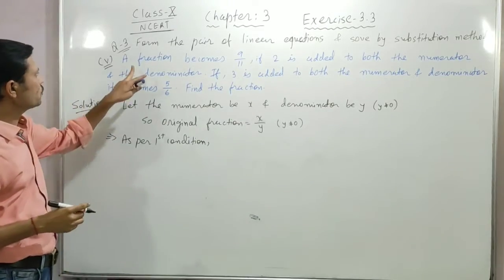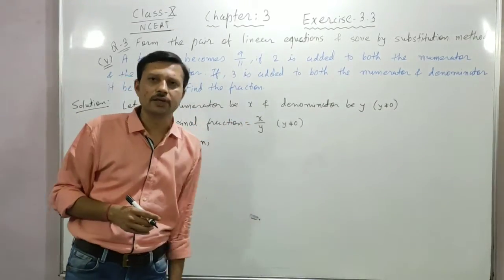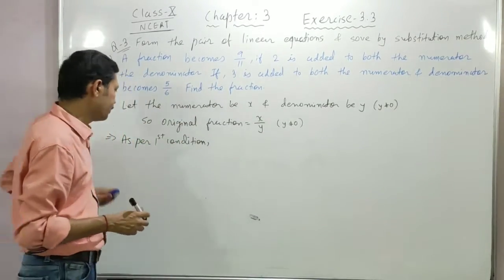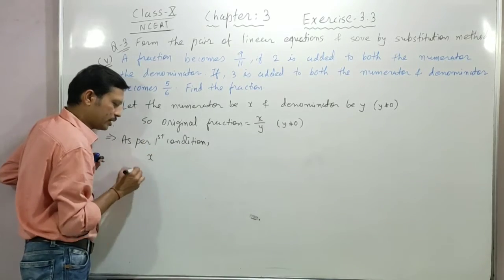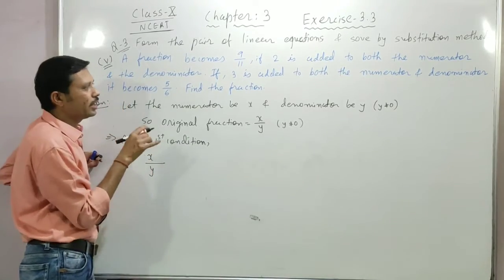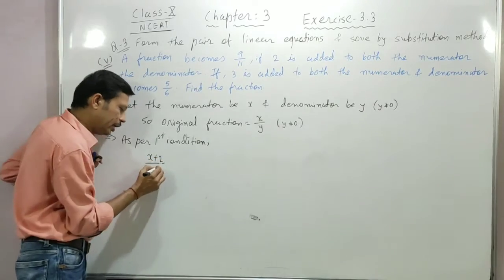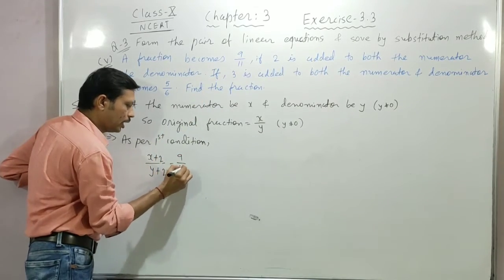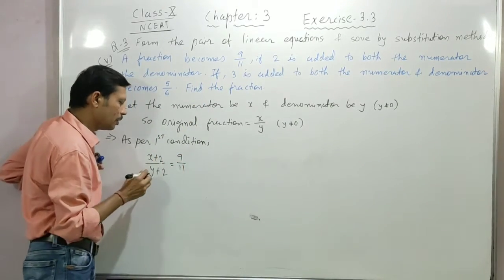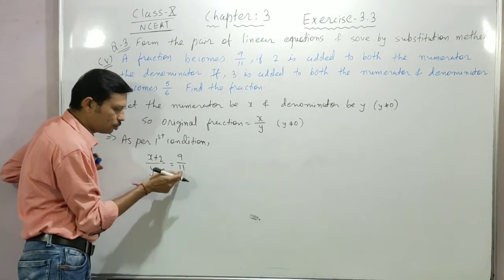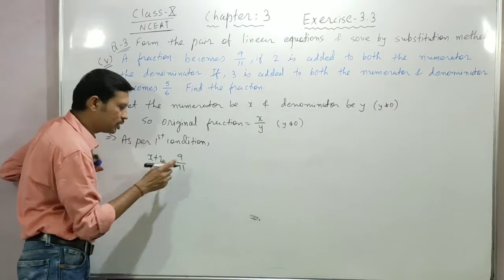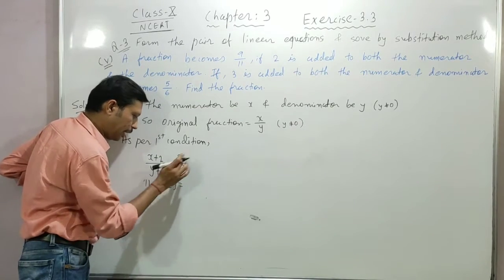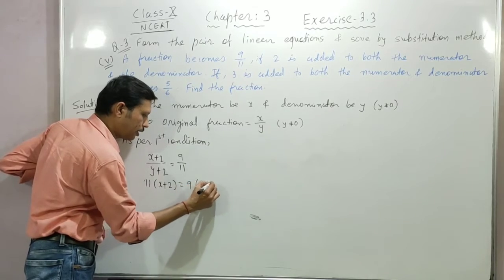Now as per the first condition, a fraction becomes 9 by 11 if 2 is added to both the numerator and the denominator. So right now our numerator is x and denominator is y. 2 is added to both, numerator we are adding 2 and denominator we are adding 2. So our fraction becomes what? 9 by 11. Clear? Now we will simplify it. So cross multiply we will do, 11 multiply with x plus 2 and y plus 2 multiply with 9.